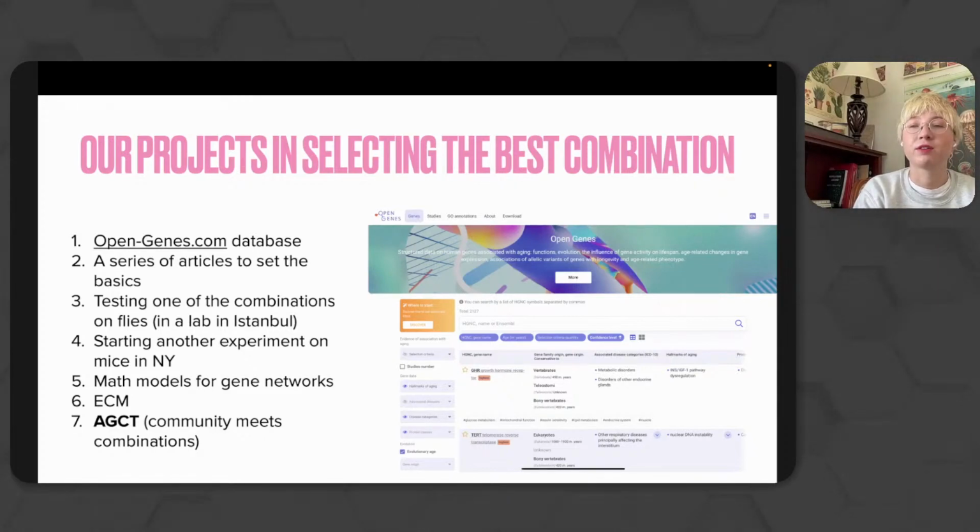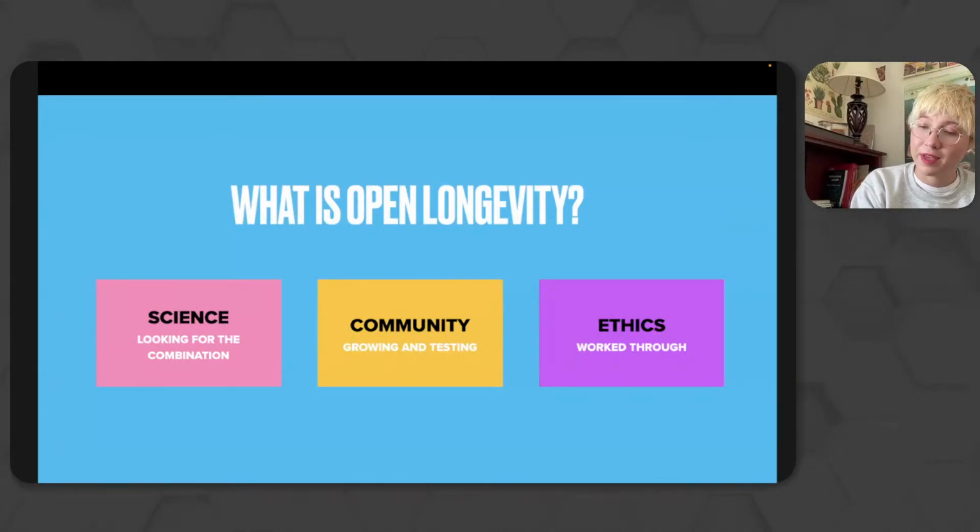And we also have a huge project which is called AGCT. Guess why it's called that way? It's actually where our scientific combinational projects meet the community which we are focused on, because AGCT is a major thing. It's a forum. It's a number of chats where our volunteers are talking and creating these best combinations.